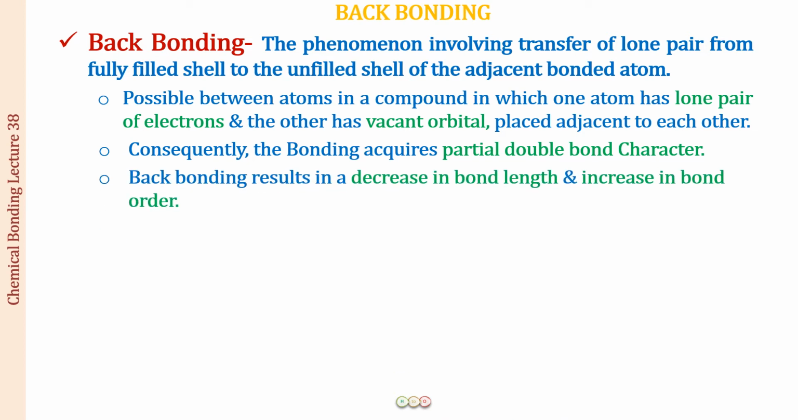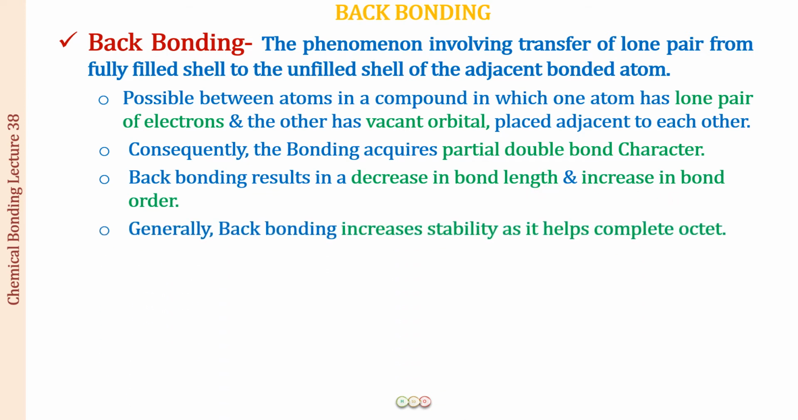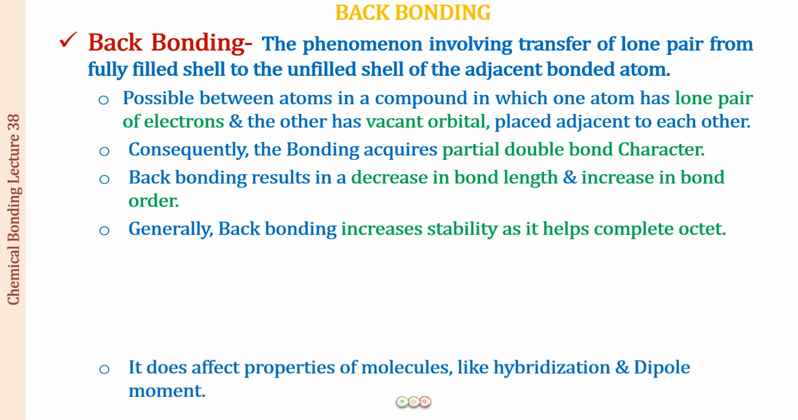So back bonding is going to result in a decrease in the bond length and an increase in the bond order. And generally, back bonding is going to increase the stability because it helps complete the octet. So boron had 6 electrons, and now it has 8 electrons because of back bonding. So there is going to be an increased stability of the BF3 molecule.